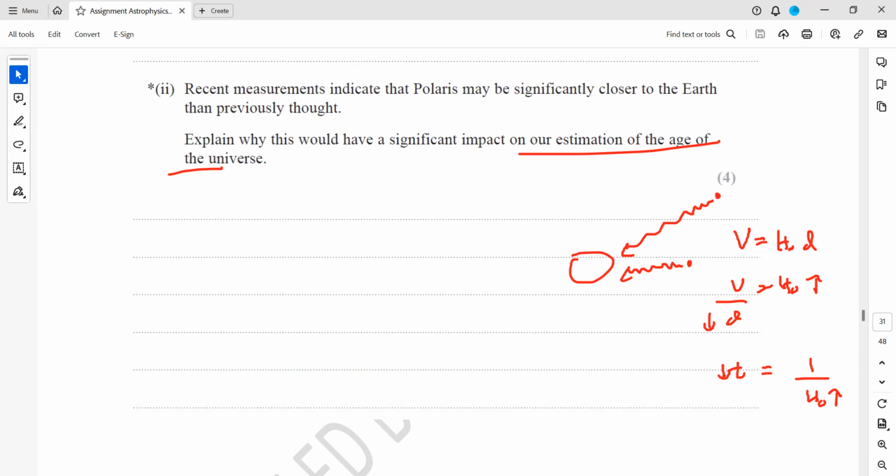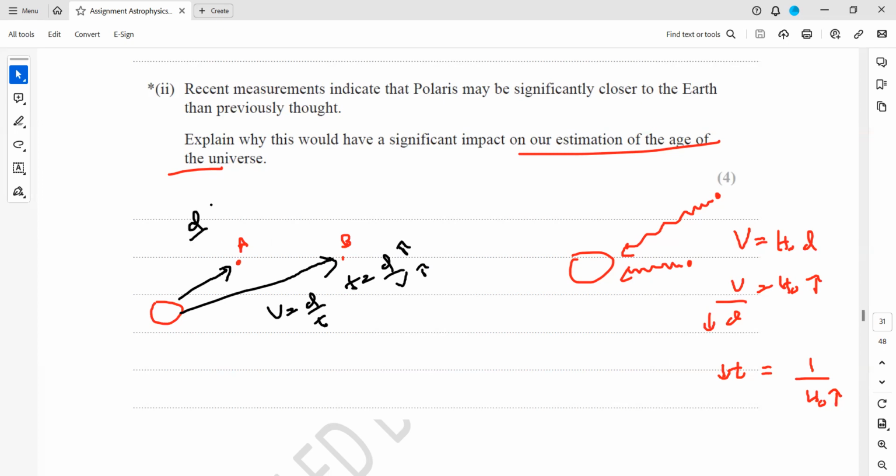For example, say this is us and we are observing object A and object B. The time taken by object A to move away from us is the same as the time taken by object B, but they are moving with different speeds. We have the formula V = distance divided by time, so time is distance divided by speed. If the distance is longer, it is moving faster, but the ratio will be constant. Here the distance is shorter, it is moving slower, but t will be constant. And this time taken by an object to move away from us is called the age of the universe.